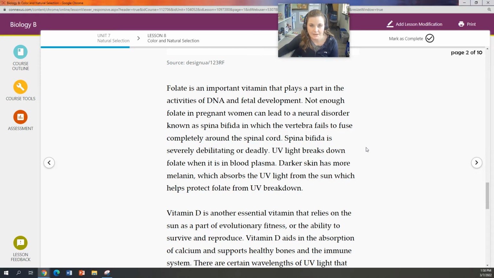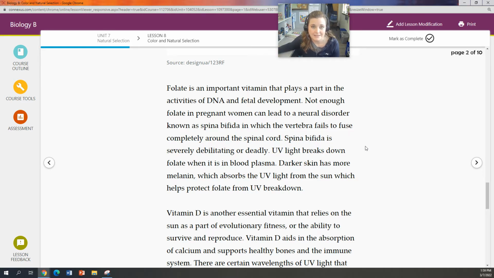UV light breaks down folate in your blood. You need folate for healthy babies, right? So one way to protect from the breakdown of folate in your blood is to have more melanin in your skin. Having more melanin in your skin will make sure that your blood isn't deficient in folic acid or folate, and therefore you'll have fewer opportunities of this particular birth defect.